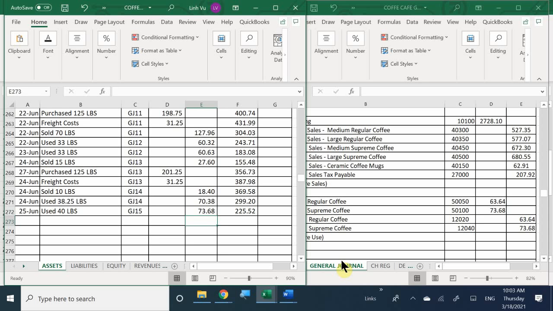Okay, good. So right here, remember that extra penny, because due to the calculations, it rounded up on the cost of goods sold and it rounded up on the inventory worksheet. So we had to take that extra penny and subtract it out.